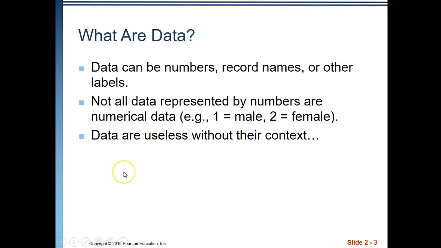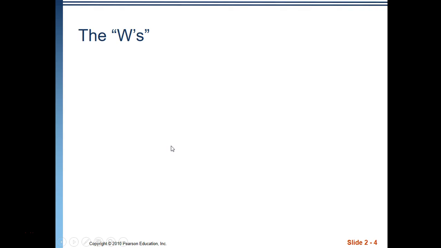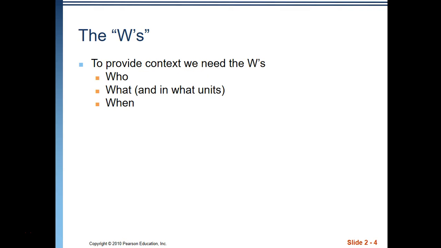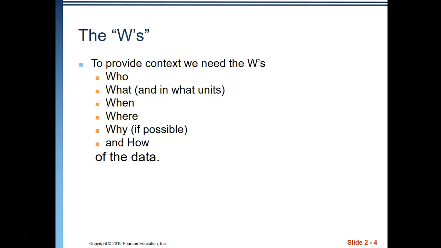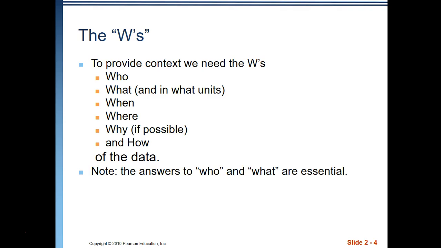Data are completely useless if we do not have a context with what we're talking about. To provide context, we need the W's. The who, the what, the when, the where, the why, right? Basically all those common W's. We also need the how. Basically all the questions you can possibly think of, we need to know all of that when we're doing this. The who, what, where, when, why, and how. The answers to who and what are essential to whatever we do.